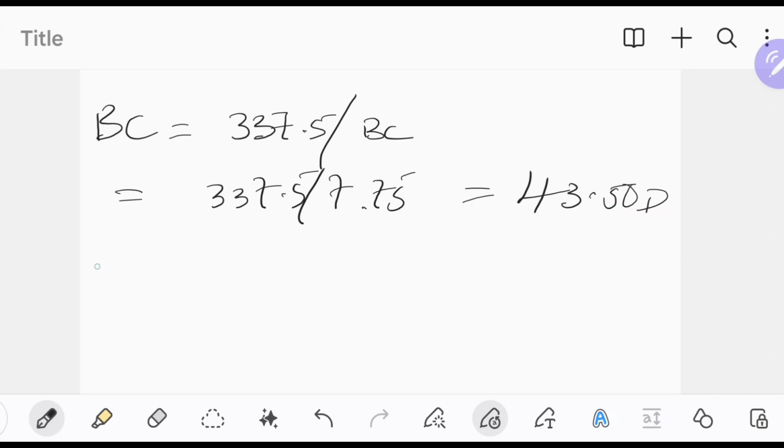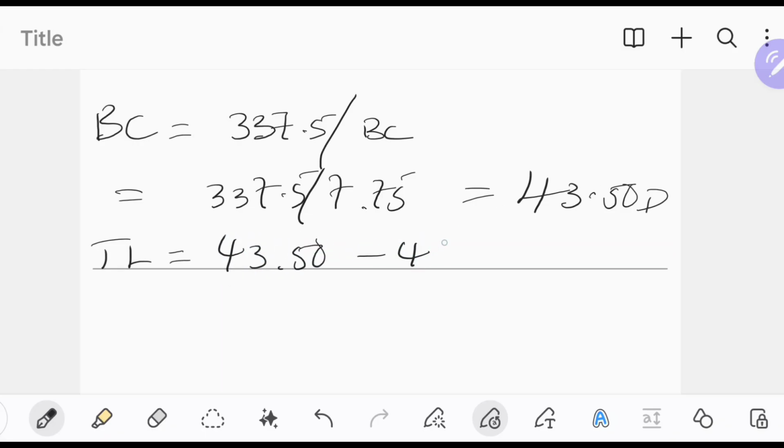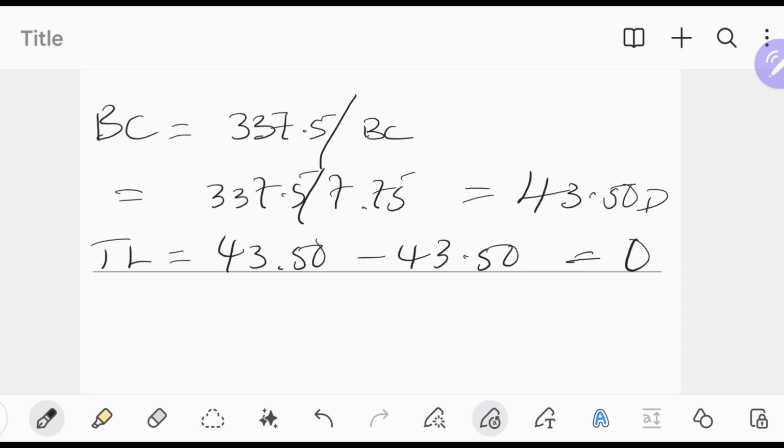So for us to now get our tear lens, the tear lens will be the flatter meridian, which is 43.50, minus this 43.50, which is our base curve. So our tear lens in this case is 0. Okay, hope we are following. Our tear lens is 0. So let's go back to our formula.